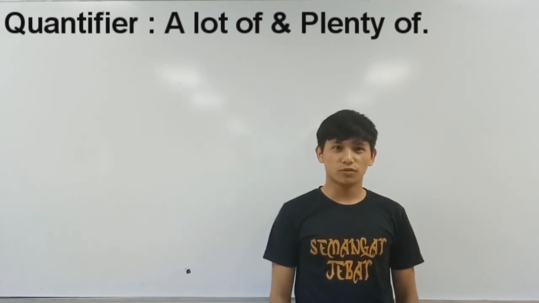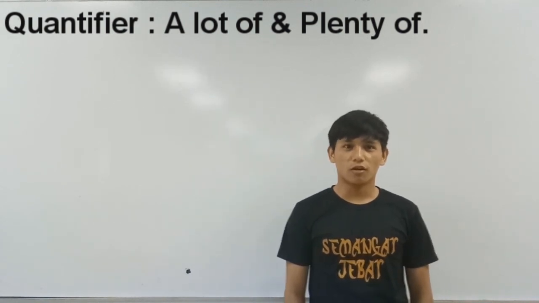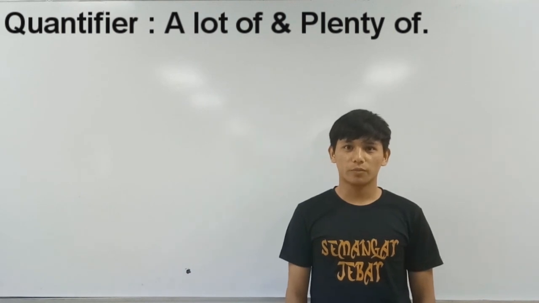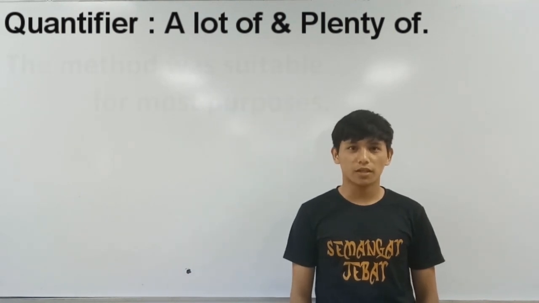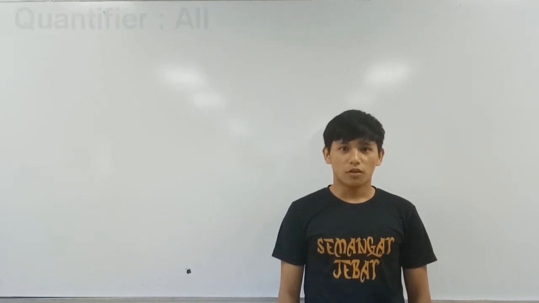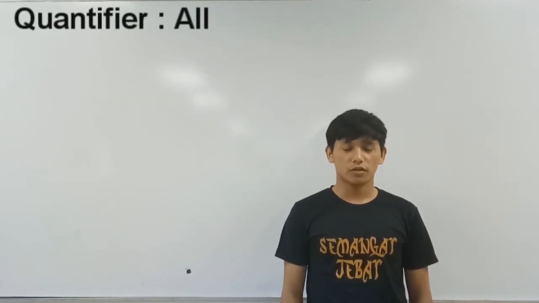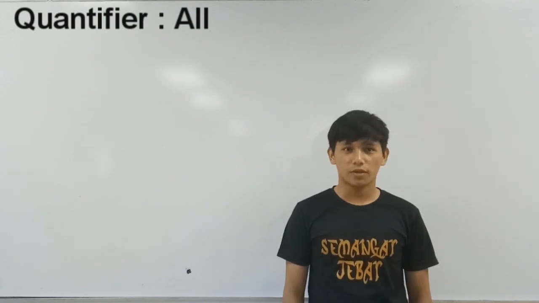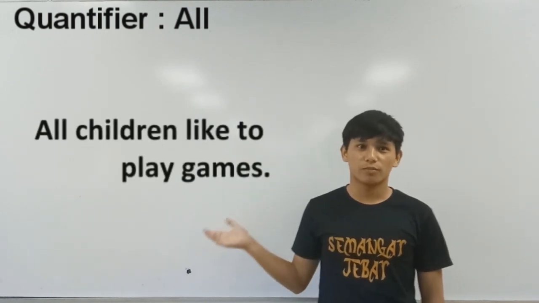The quantifier most is used to talk about nearly all of a number of people or things. For example, the method was suitable for most purposes. The quantifier all is used to refer to things in general. For example, all children like to play games.